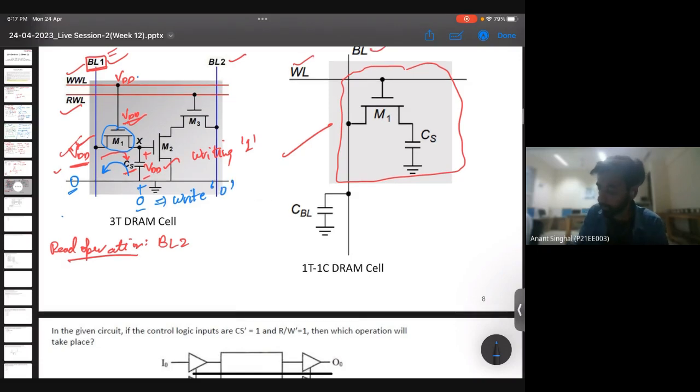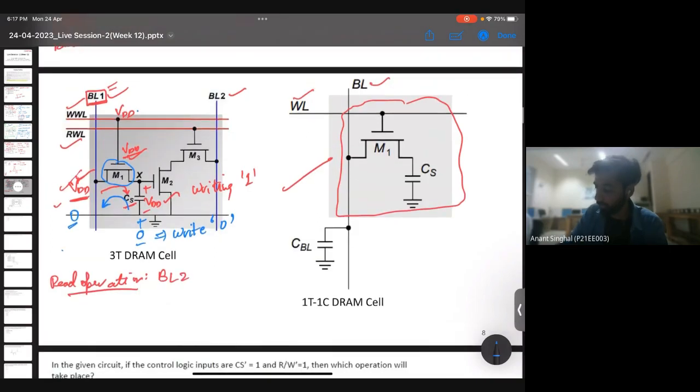Now I was talking about the read operation. In read operation, we pre-charge this BL2, which is the bit line 2, to VDD, and we turn on this read write line now. You can see this read write line is connected to this transistor here, and we have this bit line here. So this is a basic inverter circuit. If you refer to the slides, whatever X is there, the invert of this will come here. Let's suppose X bar if I'm plotting.